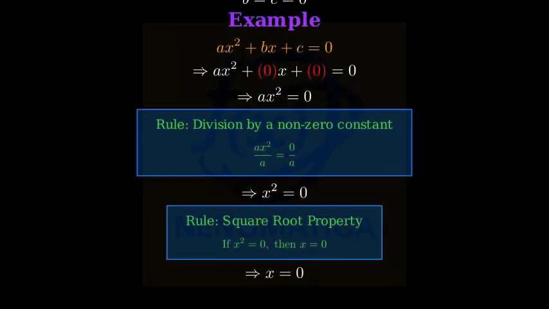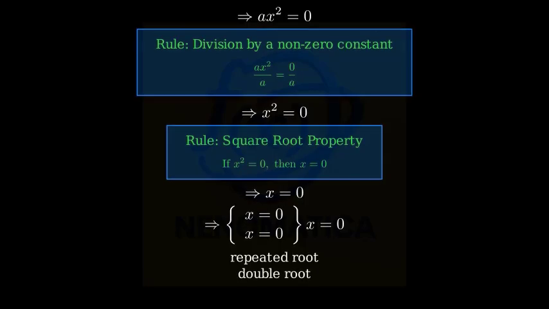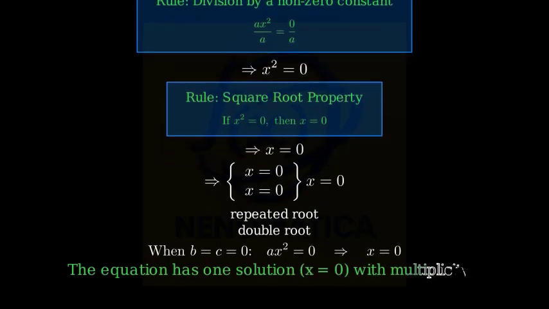Step 6. We note that this solution, x equals 0, is a double root or a repeated root. We can write this as the set containing x equals 0 repeated twice. In conclusion, when we have a quadratic equation where b and c are both 0, meaning ax squared plus 0x plus 0 equals 0, the solution is x equals 0, which is a double root. This means the equation has only one solution, but it occurs twice.